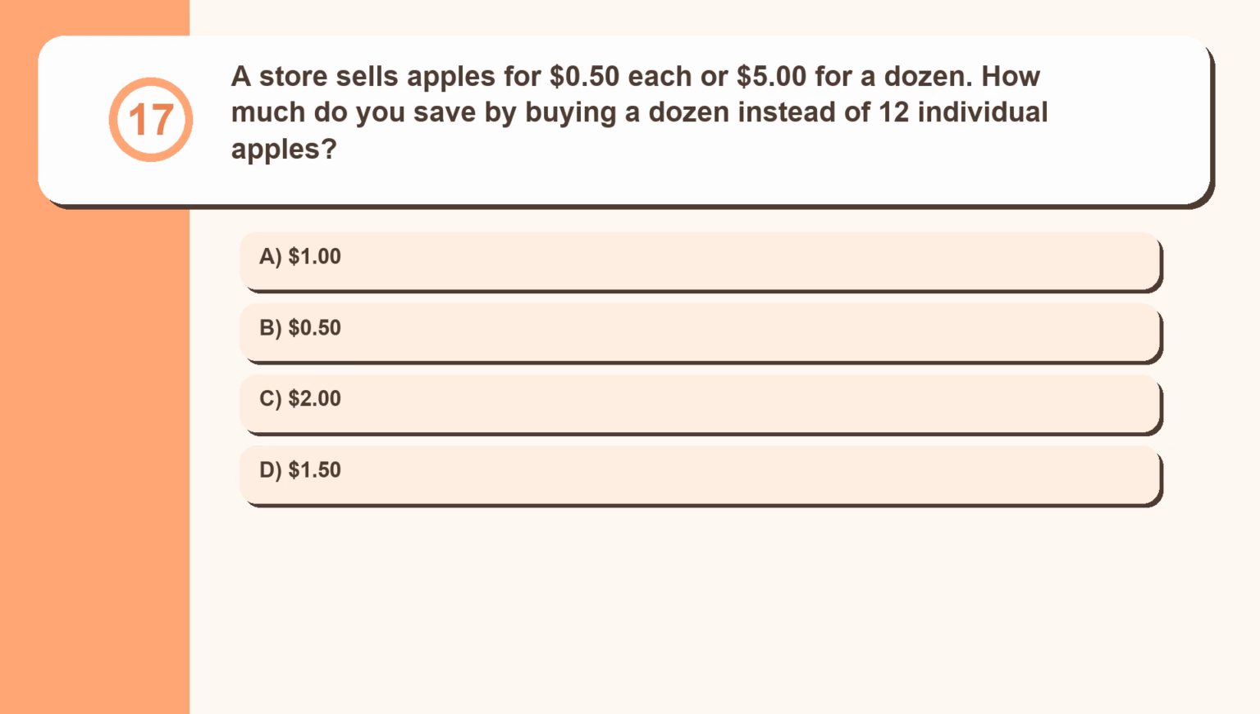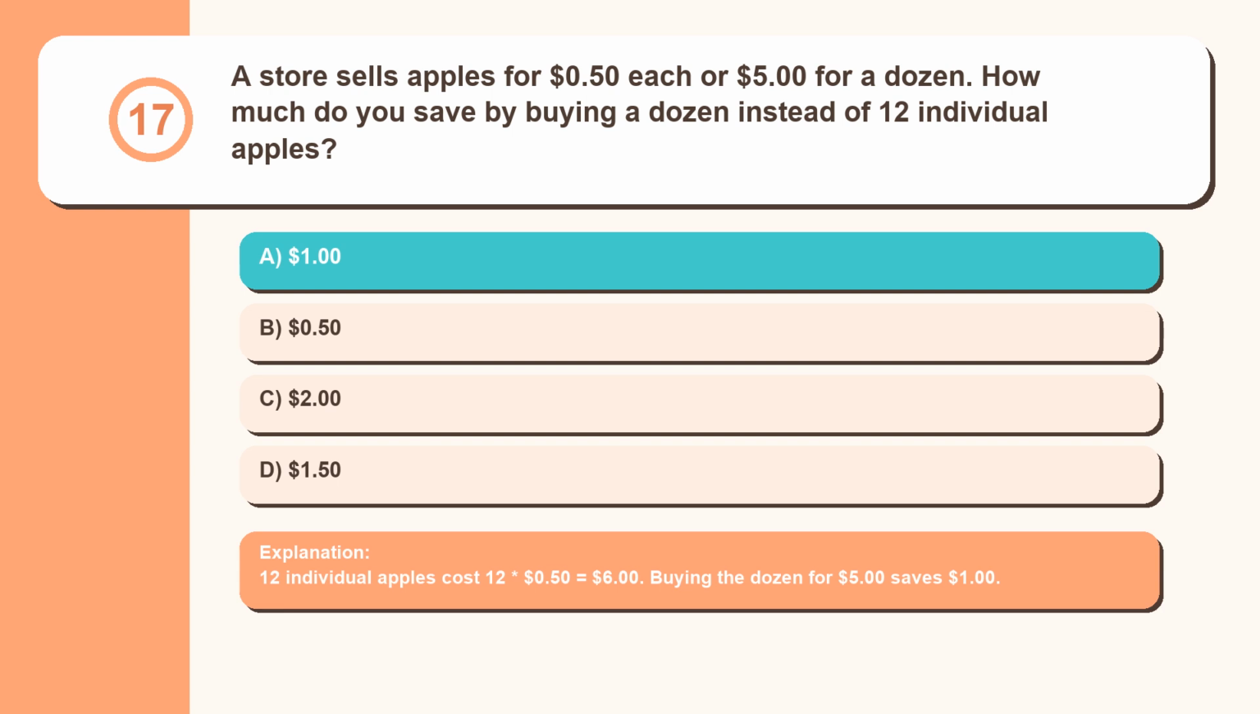Question 17. A store sells apples for 50 cents each or $5 for a dozen. How much do you save by buying a dozen instead of 12 individual apples? $1, 50 cents, $2, $1.50. 12 individual apples cost 12 times 50 cents, which equals $6. Buying the dozen for $5 saves $1.